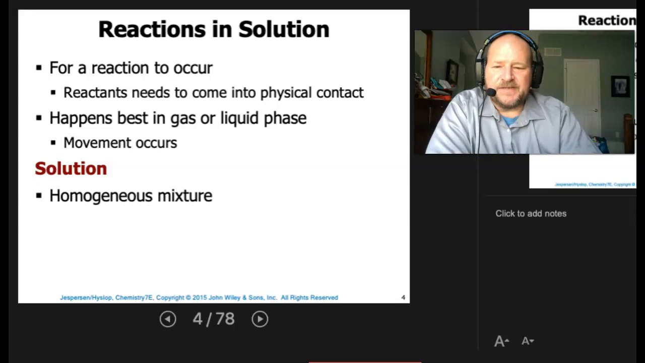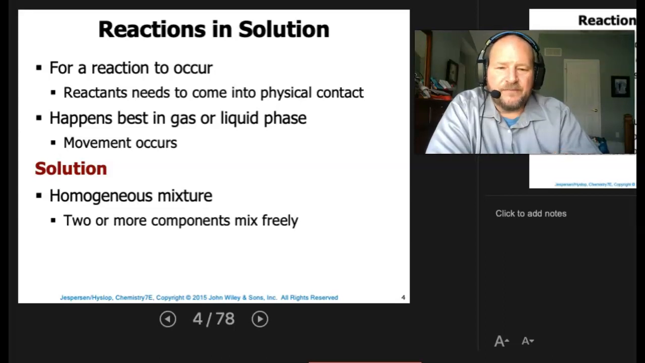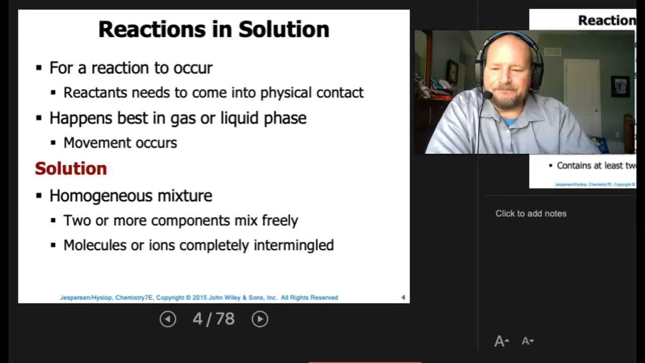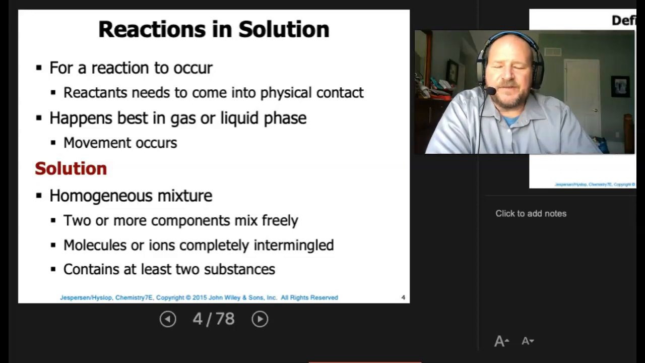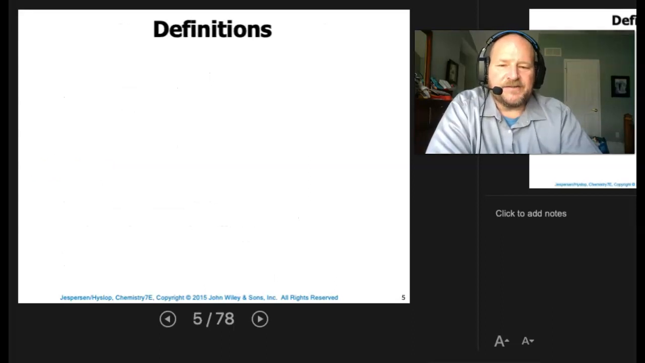And solutions means, by definition, we have a homogeneous mixture, right? That means we have 2 or more components that are mixed freely to the point that we can't tell that it's actually a solution, right? Everything should look exactly the same and be consistent from point to point. So the molecules or ions are completely intermingled, right? And of course that means we have to have at least 2 substances. So we have to have 2, and in our cases, typically it's going to be 2 ionic compounds.